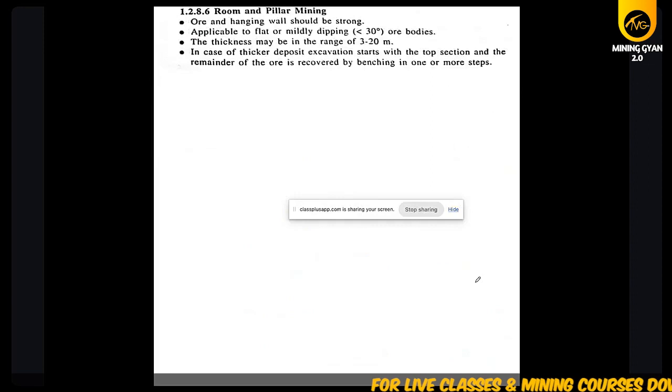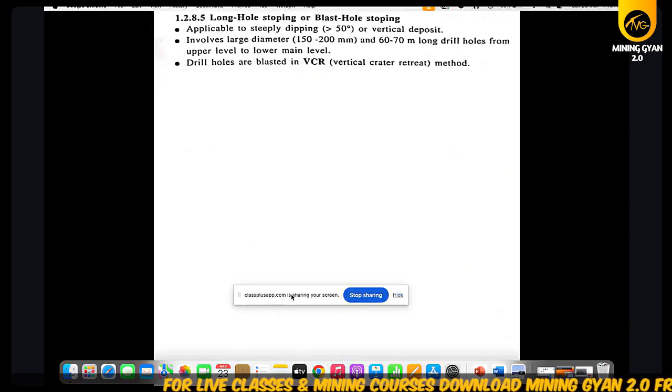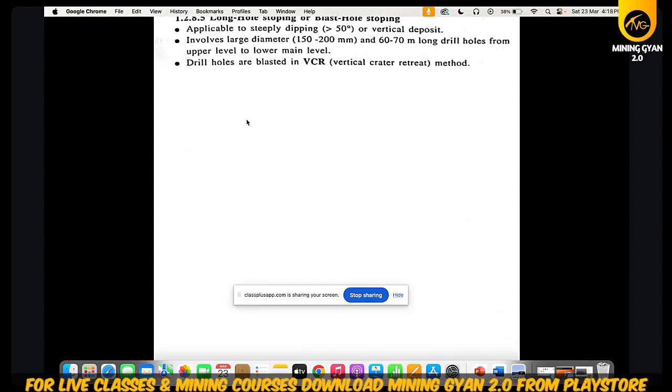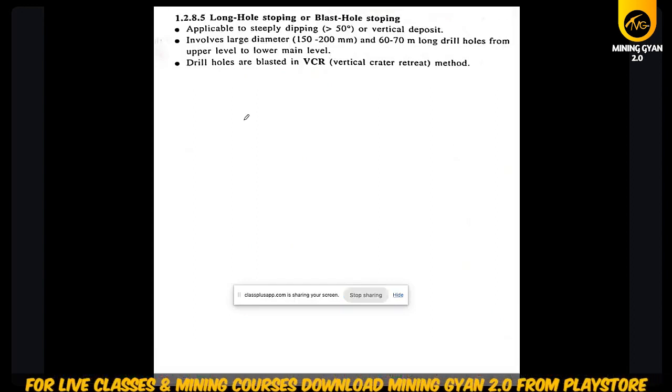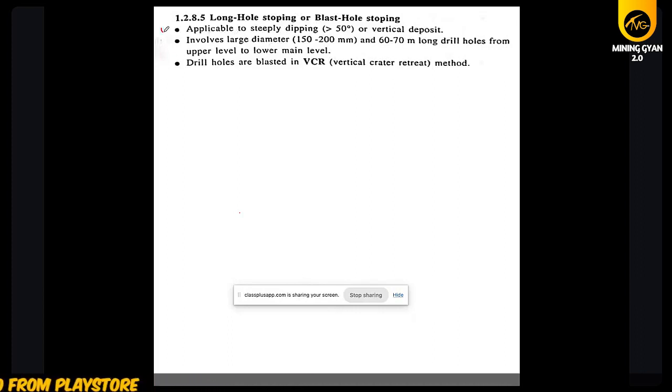Room and pillar method. First, long hole stoping or blast stoping method. Just remember these 2-3 methods, and I did not get more information, so I thought that you should stick to your AK Gorai. So long hole stoping method application is steep dipping, meaning more than 50 degrees, meaning a vertical deposit should be there.